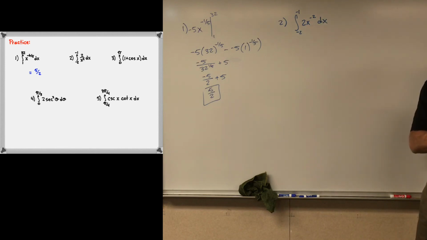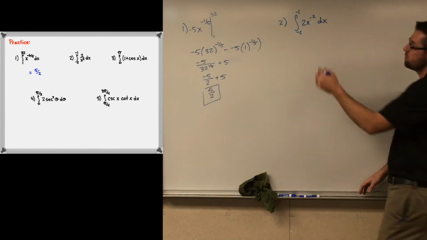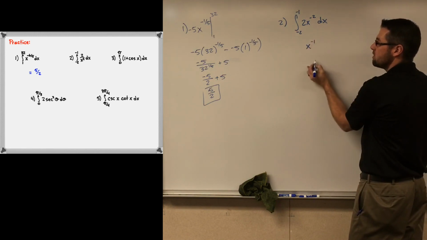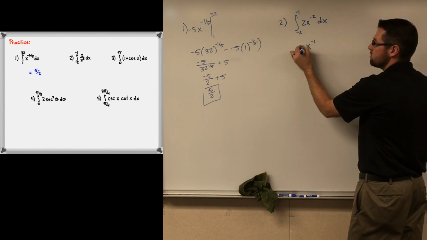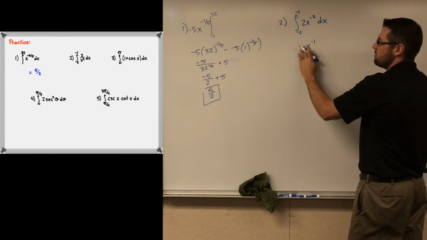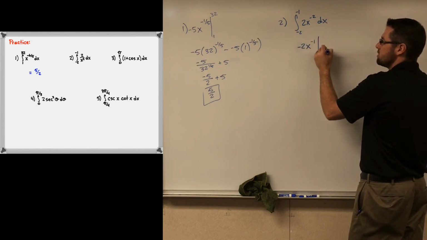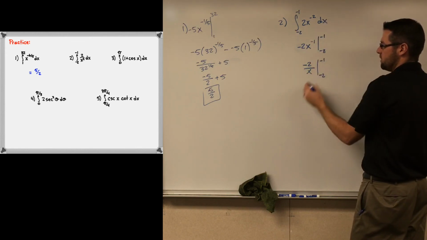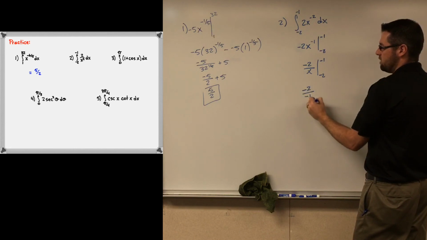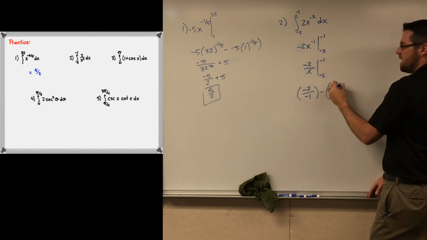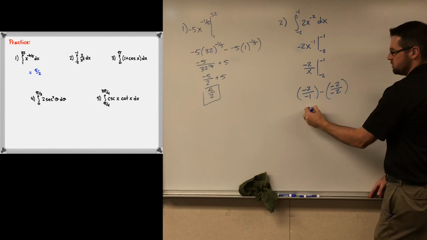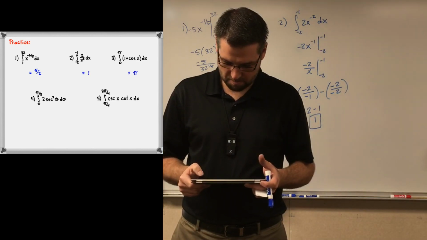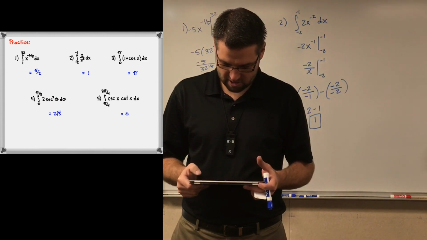So what's the antiderivative of 2x to the negative 2 then? x to the negative 1. What is it, negative 2? So negative 2x to the negative 1. So that would be negative 2 over x evaluated from negative 2 to negative 1. So negative 2 over negative 1 minus negative 2 over negative 2, which is 2 minus 1. 1. All right, so these other ones were pi over 2, root 3, and 0.